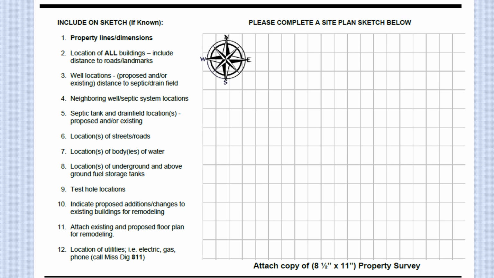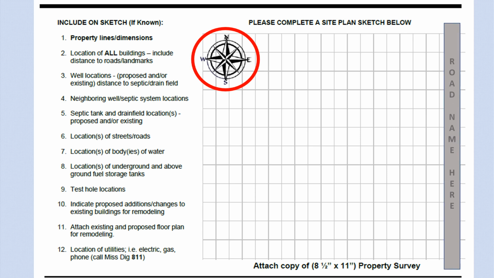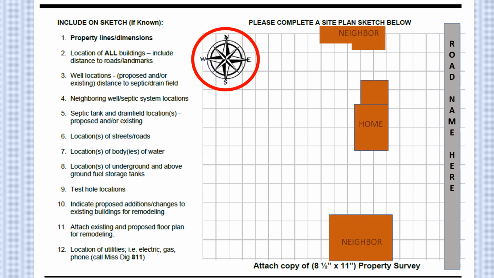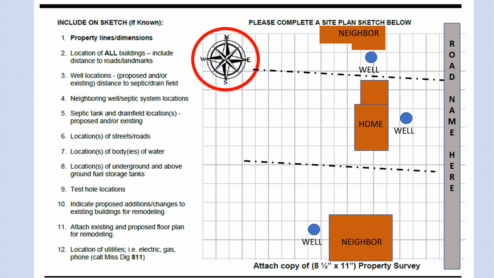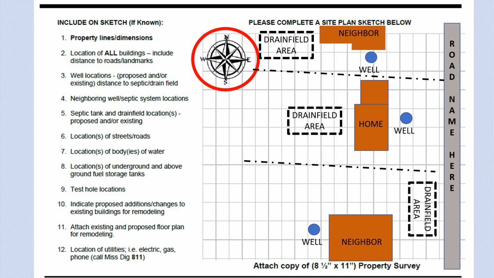Below, we ask that you draw a site plan for your property. Try to orient your drawing so that north is at the top of the page. Please include the road, its name, the location of your home and your neighbors, these also labeled, property lines, and to the best of your ability, the location of your well and your neighbor's wells, the location of all drain fields in the area. If you do not have a well or a drain field, please make sure you draw them in the locations where you would like them.